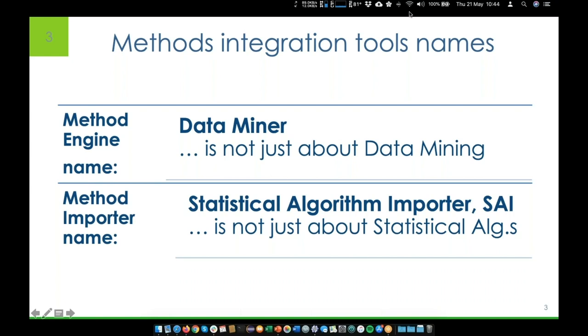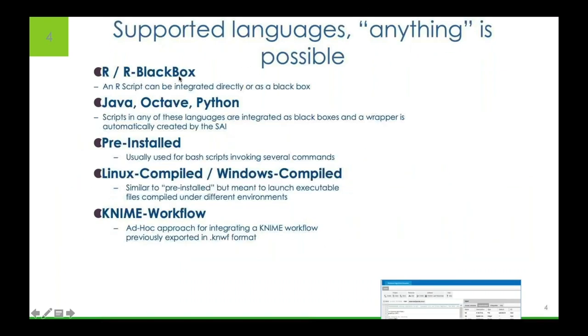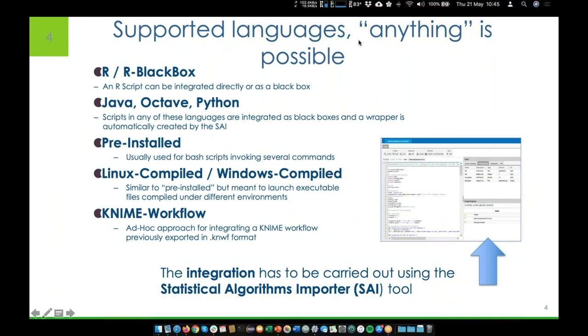Here I want to still say that the method importer name is not method importer. You will find it in the documentation that, just like the method engine name is not method engine, it's DataMiner, the method importer software product name is Statistical Algorithm Importer. And of course, it's not just about statistical algorithms, but it's the name that we gave the tool more than 5 years ago, actually.